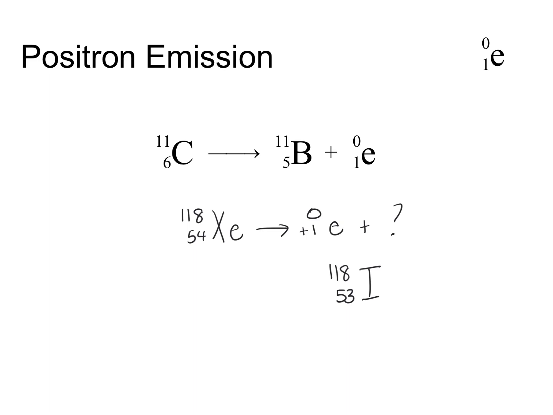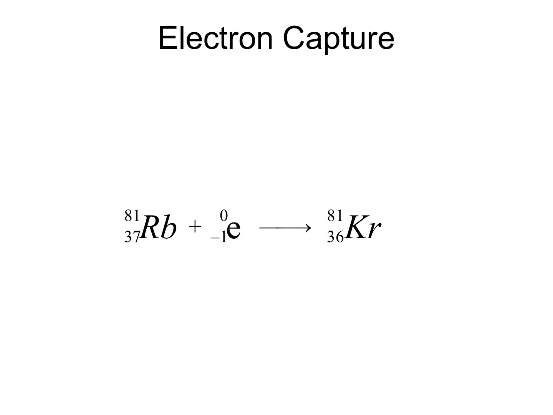Okay. Then the last type of radioactive equation that we're going to look at is electron capture. So sometimes the nucleus captures an electron from the electron cloud. And when that happens, right, you can also produce a new nuclide. And again, 37 plus -1 would give you 36. 81 plus 0 would give you 81. So you can see how these equations balance.